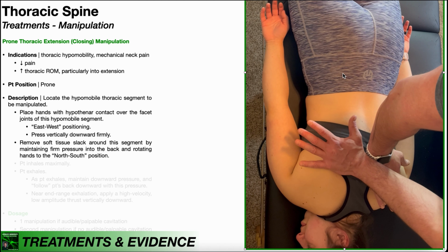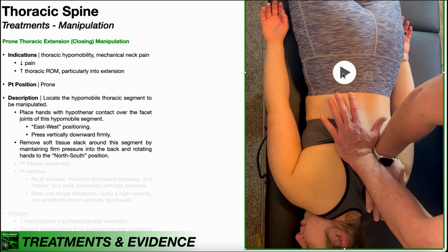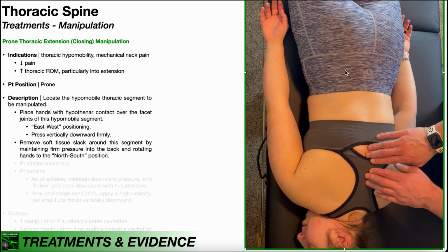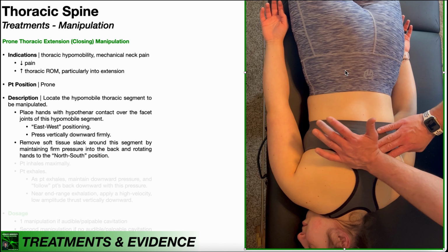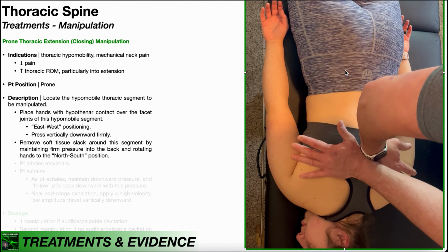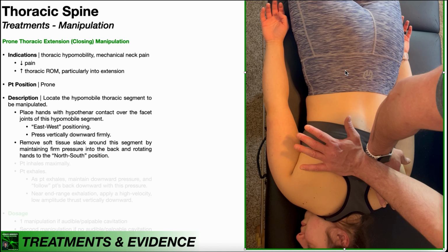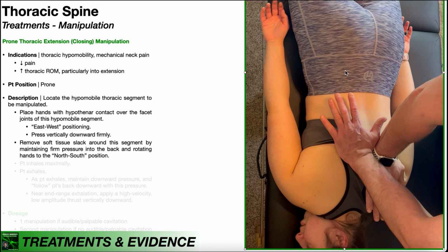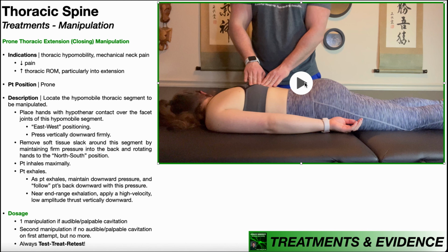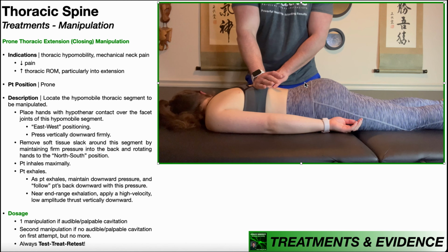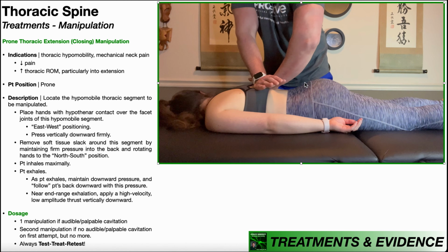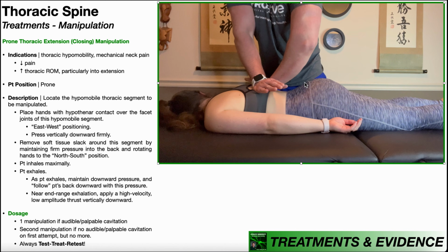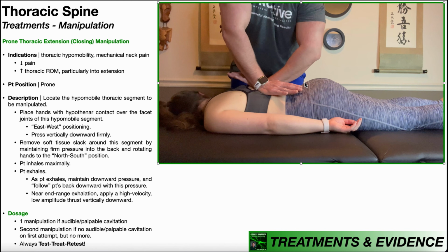Okay? So now in the north-south position, one hand is going to be pointed caudally, the other hand is going to be pointed cranially. And we're going to hold this position from here. Here's what that looks like all together. So get that hypothenar contact, east-west positioning, downward pressure, take up the soft tissue slack into the north-south position. Here's a view from the side. Hypothenar contact, east-west positioning, downward pressure, take up the soft tissue slack into the north-south positioning as you see right there.